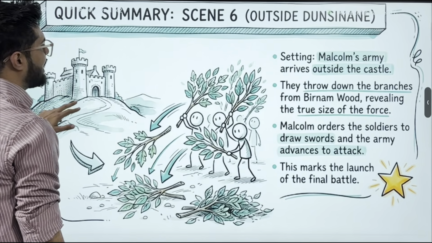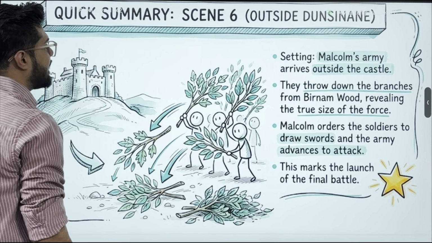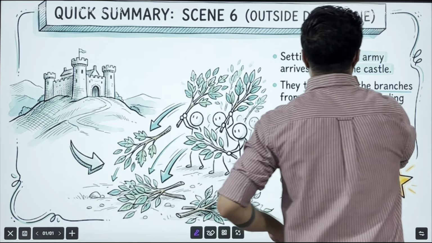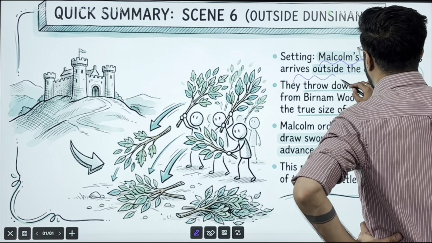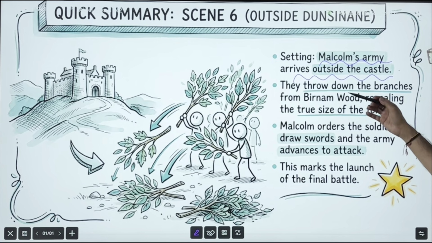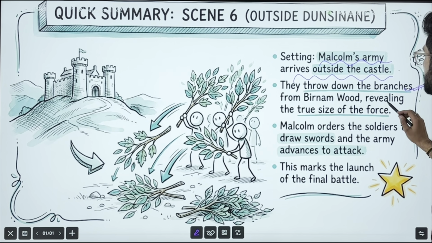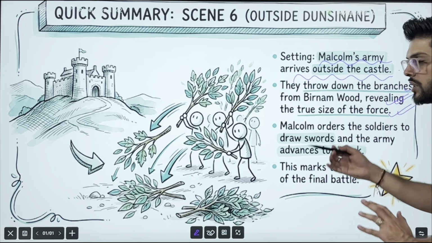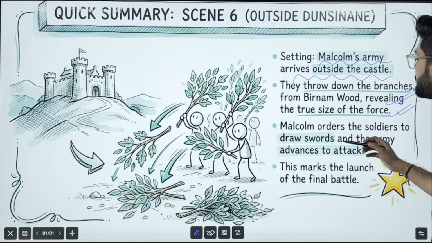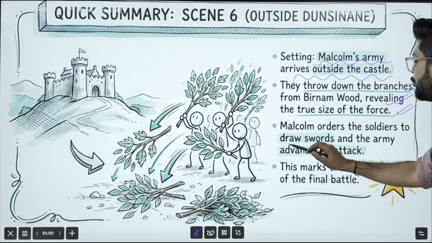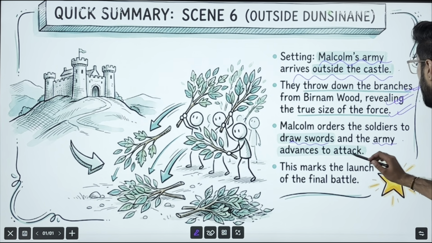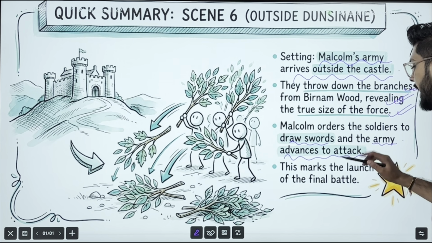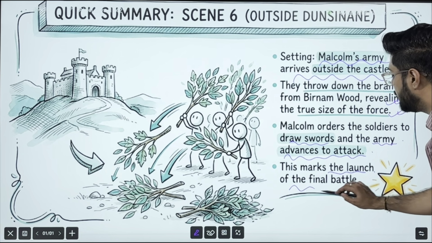Talking about the summary of Scene 6, first of all, the setting of Act 5, Scene 6 is that Malcolm's army arrives outside Macbeth's castle, and they throw down the branches from Birnam Wood, revealing the true size of the army, the battalion. And then Malcolm orders the soldiers to draw swords and take arms, and the army advances to attack. This marks the launch of the final battle.